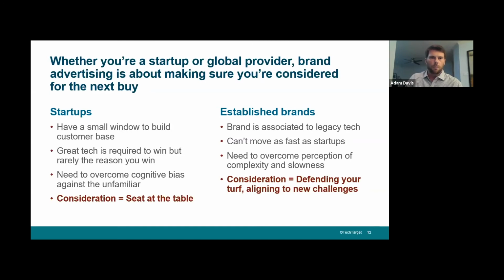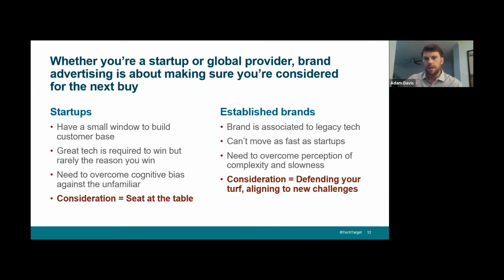So, all that being said, regardless of where you're at in the market, your goal is to make sure that next buyer is considering your product or your solution or whatever it is that you're selling. Whether that's the startup angle where all they're looking to do is get a seat at the table, you want to make sure that people are seeing what you have to do. You're kind of figuring your way in the market and getting people to notice.